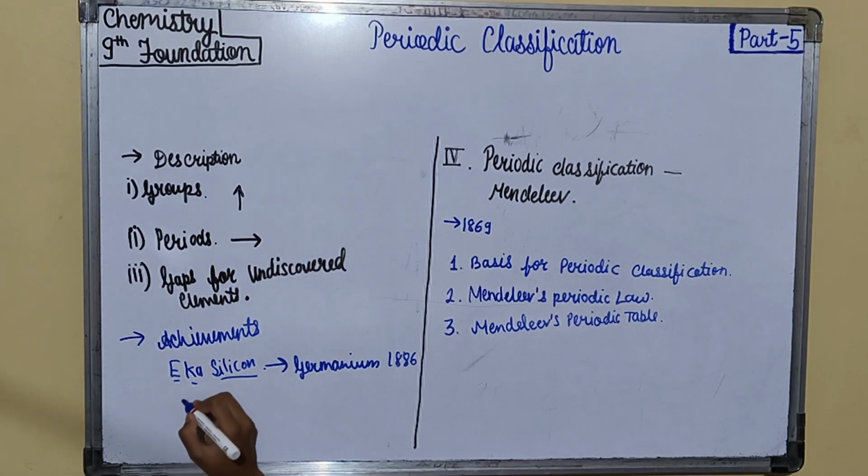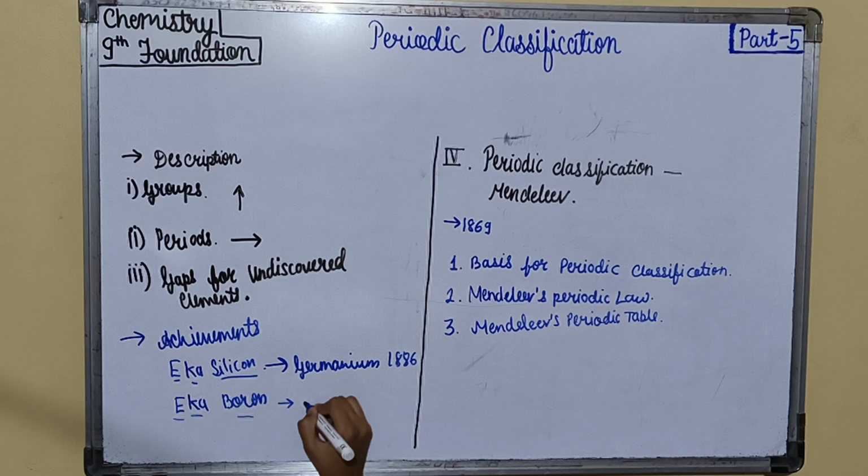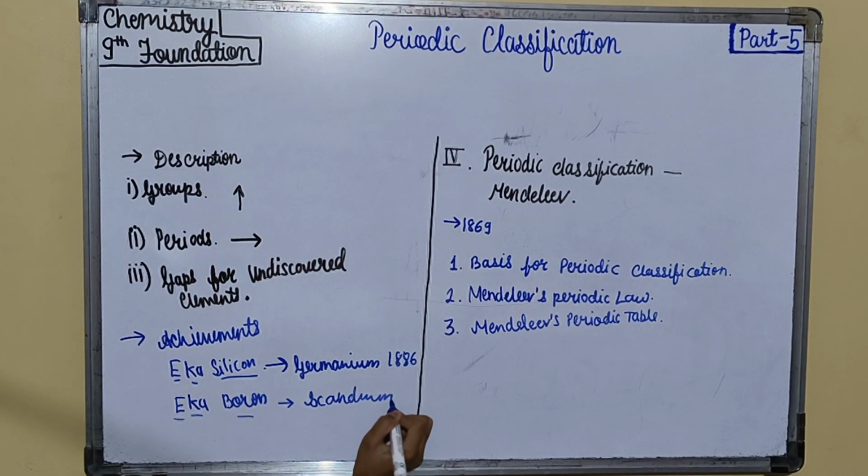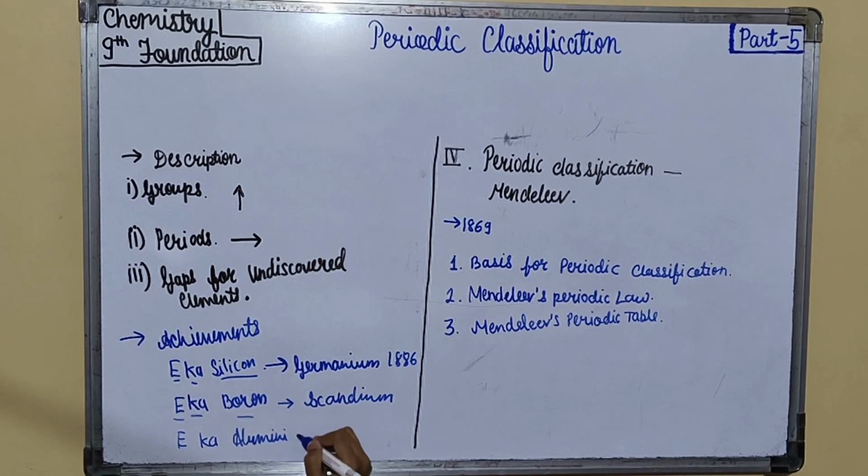Some of his other predicted and actual elements were: Eka-boron, which was scandium, and Eka-aluminium, which was gallium.